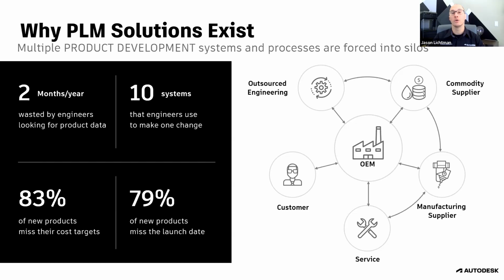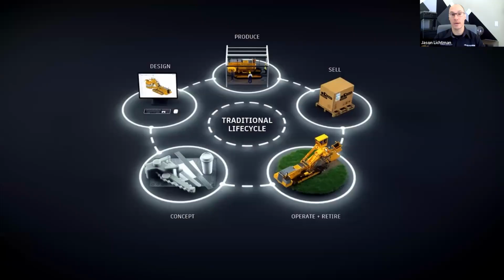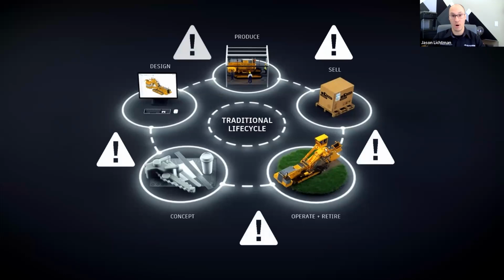You don't want your product missing your cost targets. And right now, 83% of them do, right? Or what about missing your launch date? 79% of products miss their launch date. That's a big deal, you know, and from my experience, it was closer to 100%. But the reality is connecting these disconnected workflows is going to make things better, right? Because this workflow, where you have those different departments all trying to communicate, but having these barriers in between them, that's a big challenge for any company.